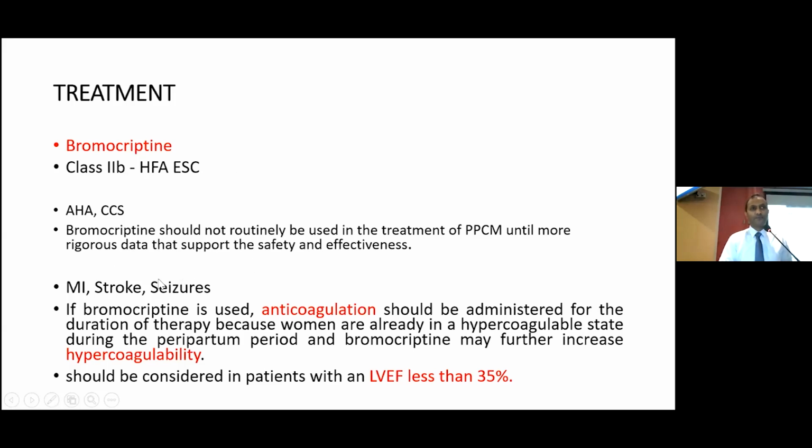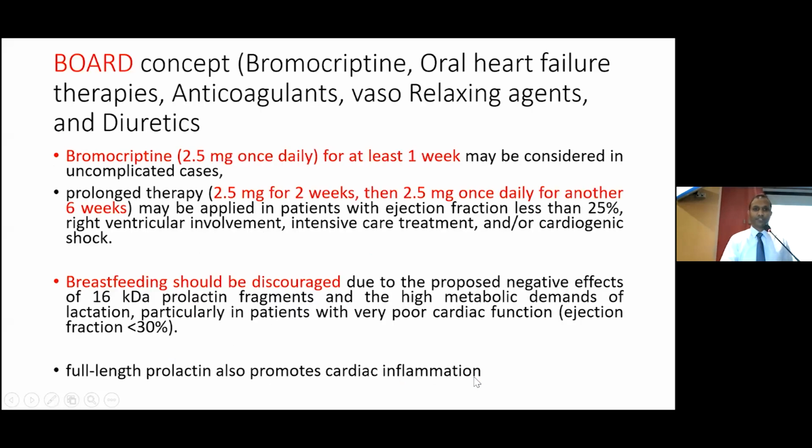There's a risk of hypercoagulability, so you should always try anticoagulation with warfarin, and you should consider it if the EF is less than 35. So this is called the BOARD concept: bromocriptine and oral heart failure therapies, anticoagulant, vasoactive agents, and diuretics. Breastfeeding should actually be discouraged because it will increase the prolactin, and this will increase the cardiac stress to the heart. So if the EF is 30 or below, you should discourage breastfeeding as well.